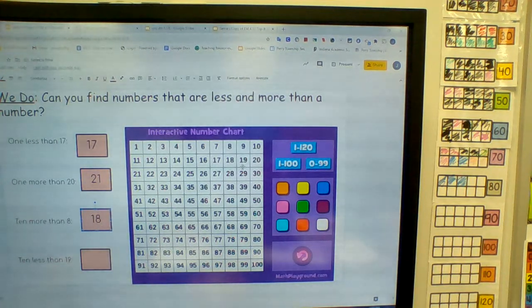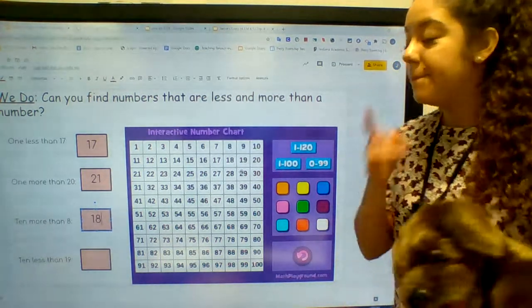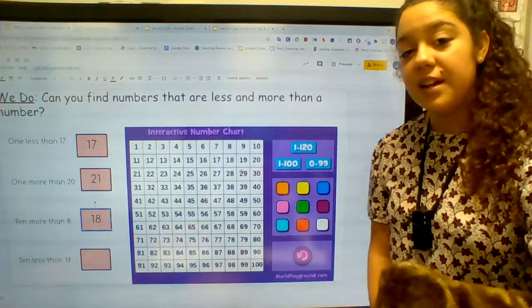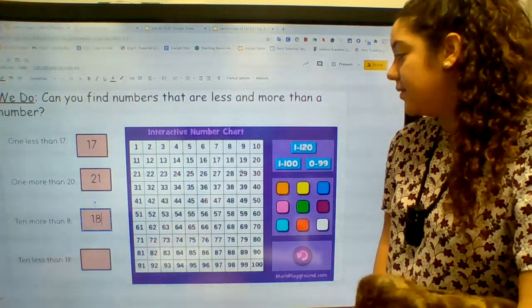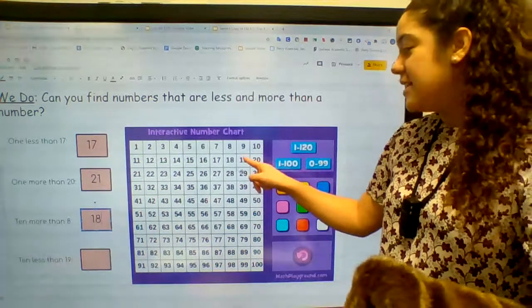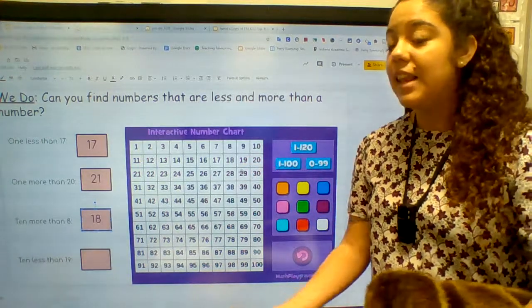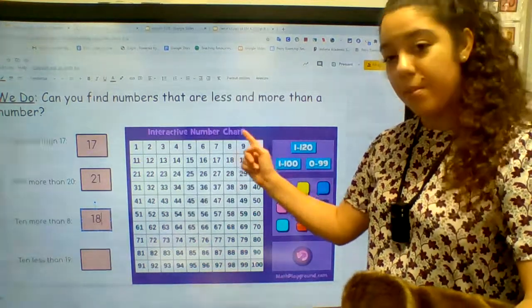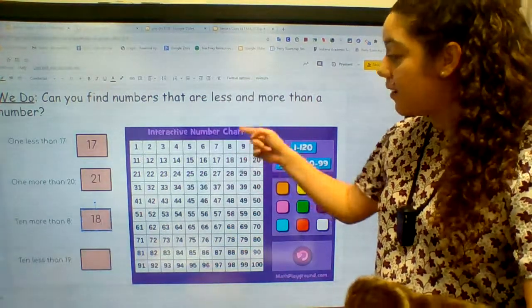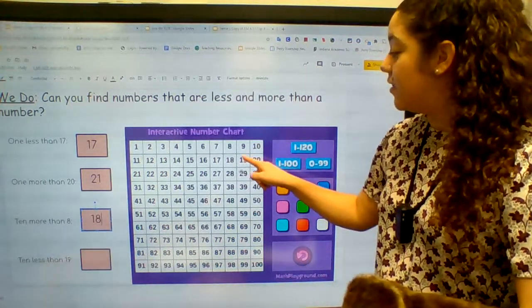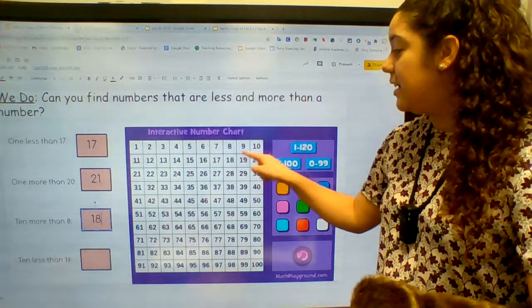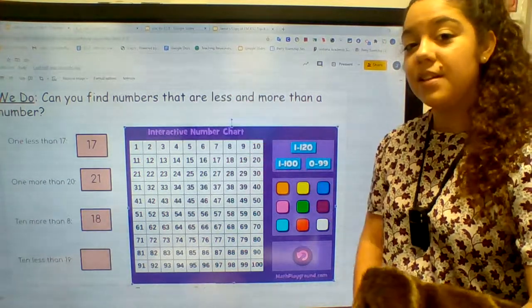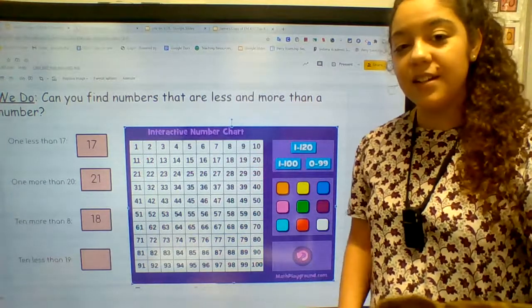Now we are going to find 10 less than 19. Look at the hundreds chart. Can you find the number 19? Where's the number 19, boys and girls? There it is. To find 10 less, we have to jump up or backwards. Okay, here's the number 19. Jump up. And you see what number?